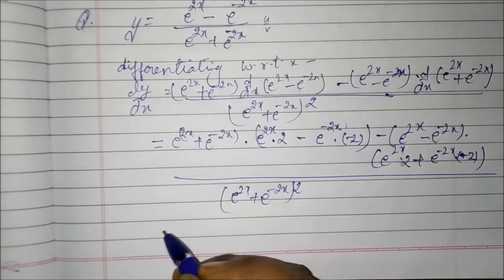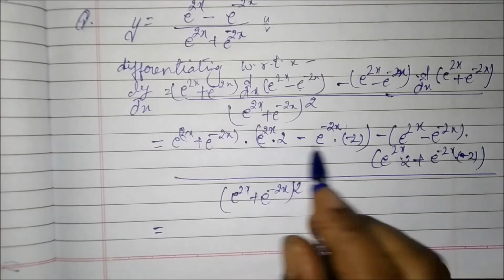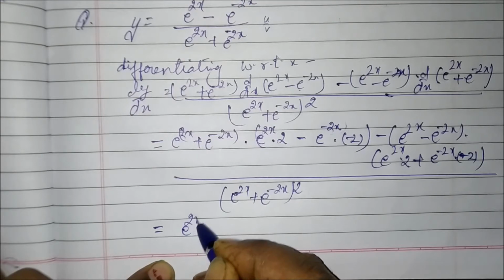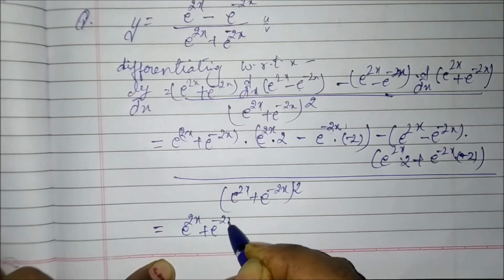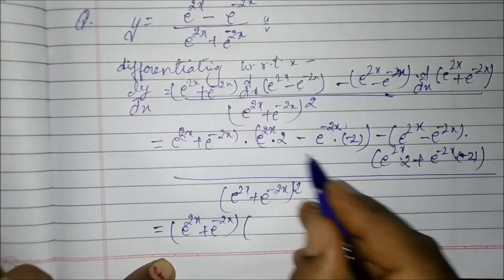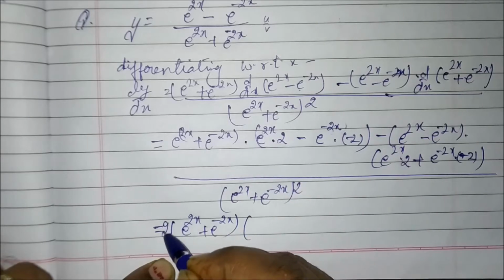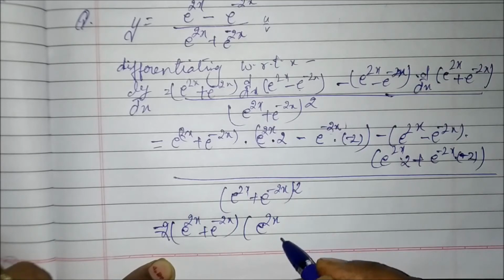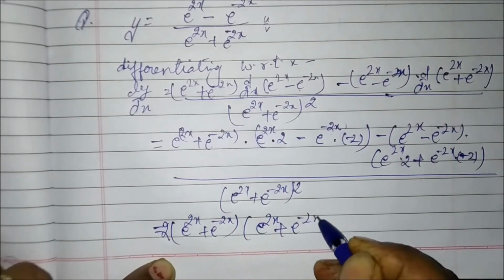Now we will simplify this. We write here e raised to 2x plus e raised to minus 2x. Here 2 is taken common, we write here 2 into e raised to 2x, this minus minus becomes plus, plus e raised to minus 2x.